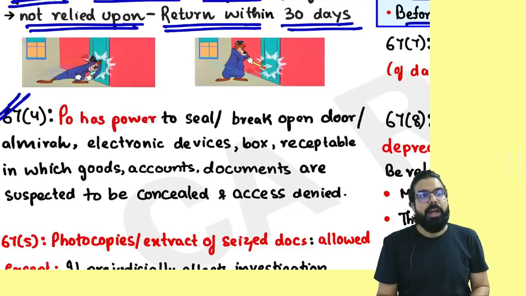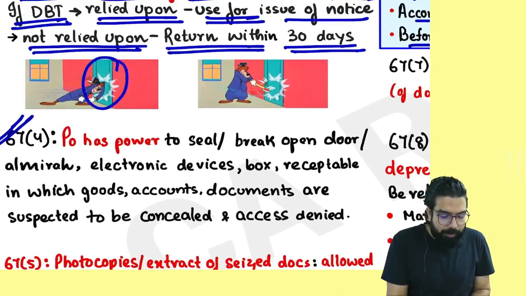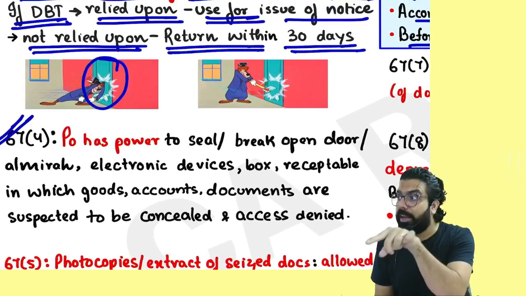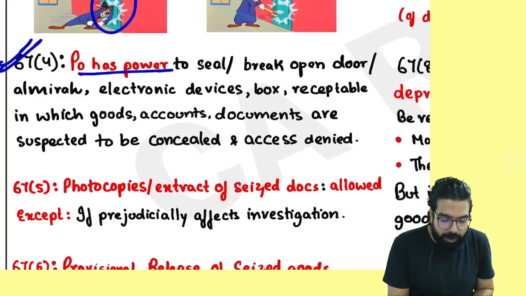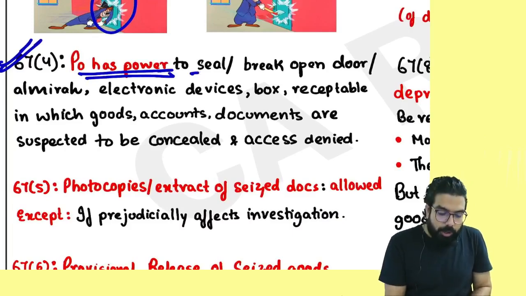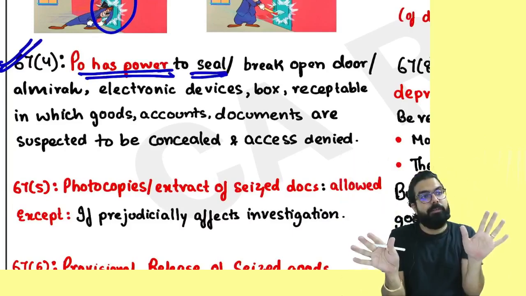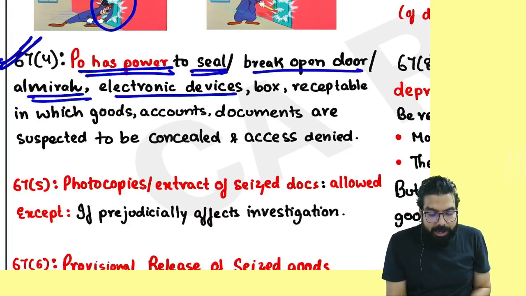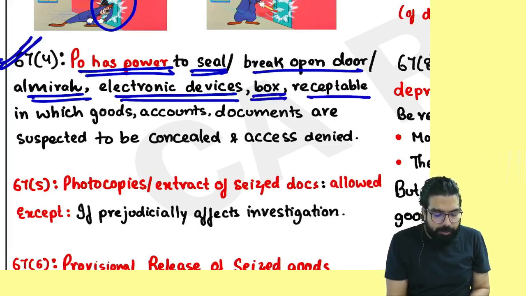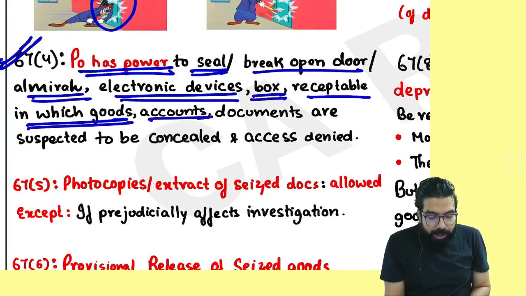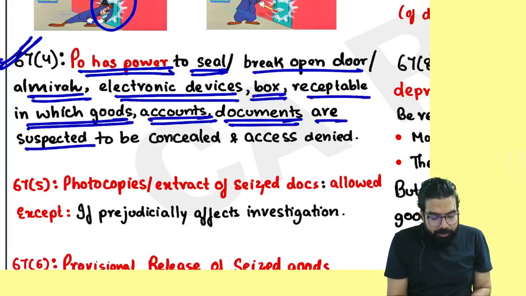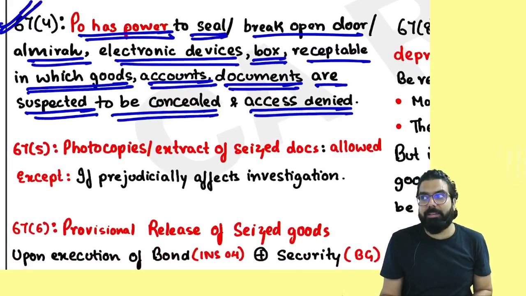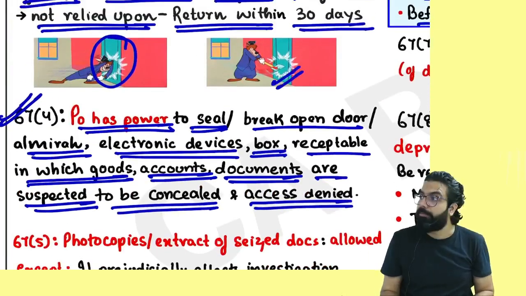The officer came to my premises and told me, Ramesh, what is behind this door? I said nothing is there. I don't have the keys also. If you deny the access, they say the proper officer has the power to seal. Either he can seal your premises or break open the door or almirah, electronic devices, boxes, receptacles in which goods, accounts, documents are suspected to be concealed and the access is denied. If you deny the access, he will break it.